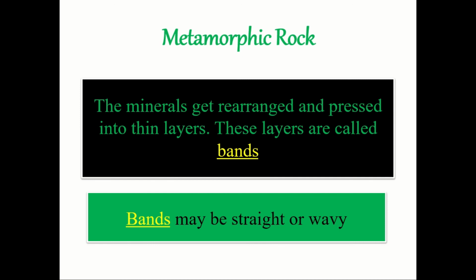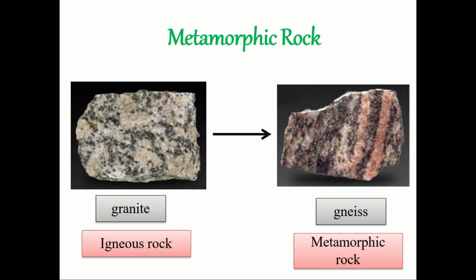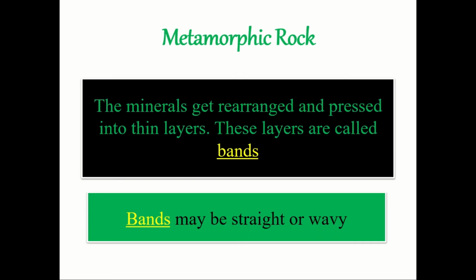So, metamorphic rock. The minerals get rearranged and pressed into thin layers, and these layers are called bands. So, bands may be straight or wavy. As you can see from our example, we have here layers. We can see the layers on our metamorphic rocks. So, some metamorphic rocks now have these layers or bands na tinatawag.